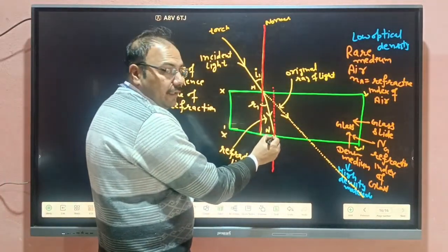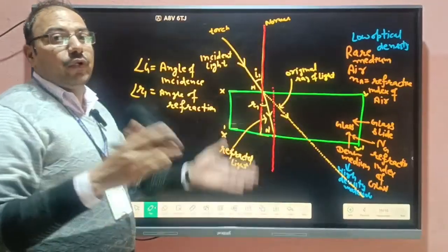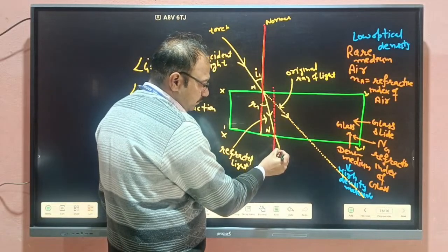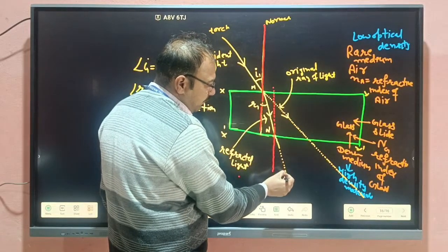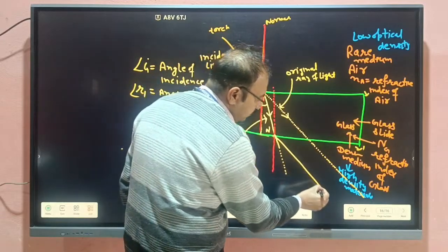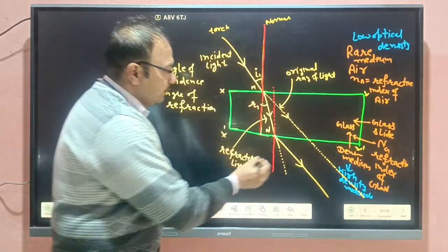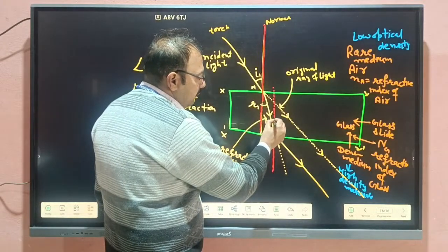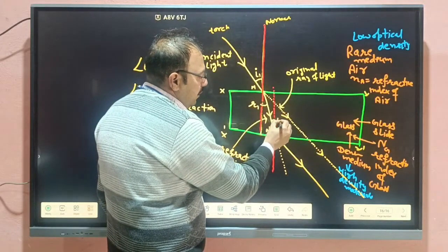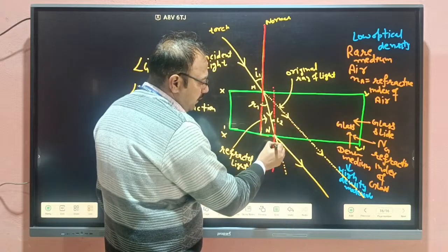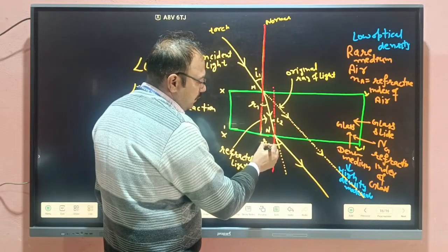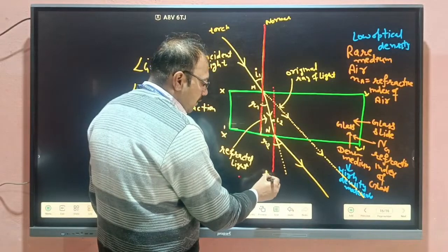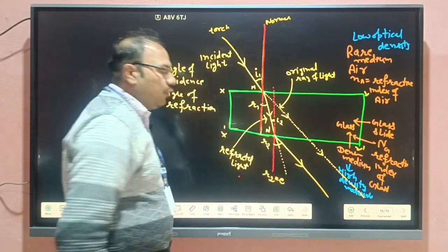So this light enters here. When light goes from a denser to a rarer medium, it bends away from the normal. So this is the actual path, but it bends away like this. Here this makes an angle I2 and this makes an angle R2. Sometimes this R2 is known as the angle of emergence E. So we write here R2 is equal to E, the angle of emergence.